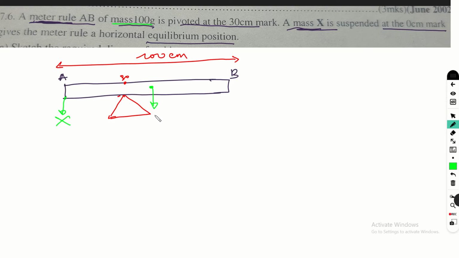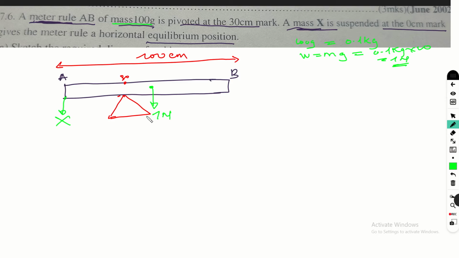It's 100 gram. I said you should not put 100 gram because gram is mass. You have to convert this mass into weight. For you to convert it, this is 100 gram. You first convert to kilogram, so we have 0.1 kilogram. Weight will be mass times g, which gives 0.1 kilogram times 10, which is 1 newton. So that is the weight. You put 1 newton here.